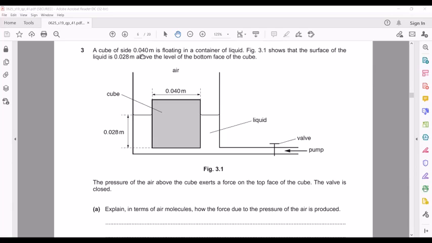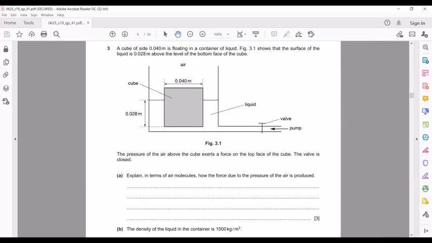A cube of side 0.04 is floating in a container of liquid. Figure 3.1 shows that the surface of the liquid is 0.02 meter above the level of the bottom face of the cube. The pressure of air above the cube exerts a force on the top face, and the valve is closed. This valve is closed and there is a pressure of the air at the top. Explain in terms of air molecules how the force due to the pressure of air is produced.